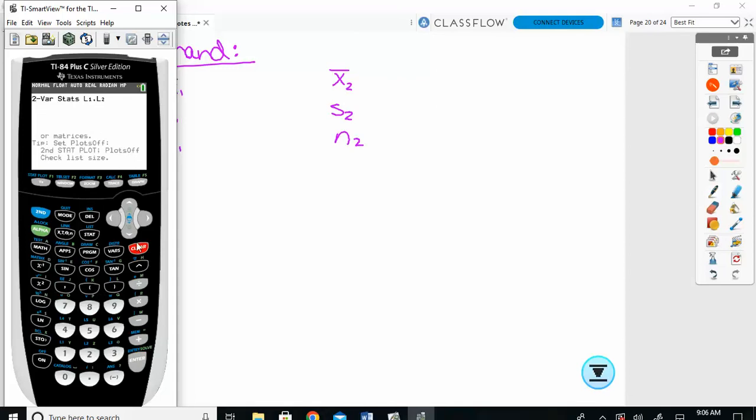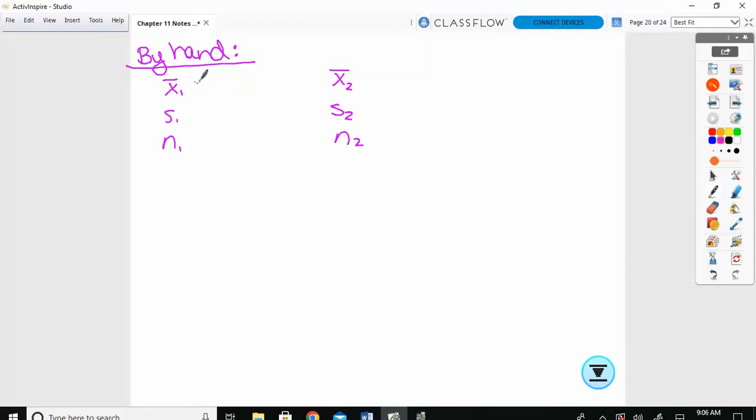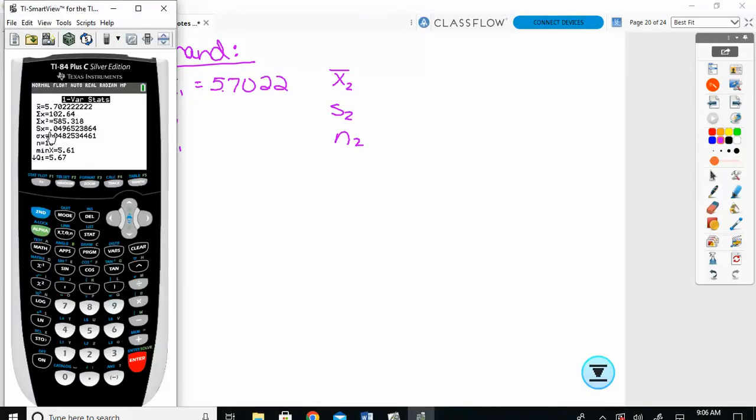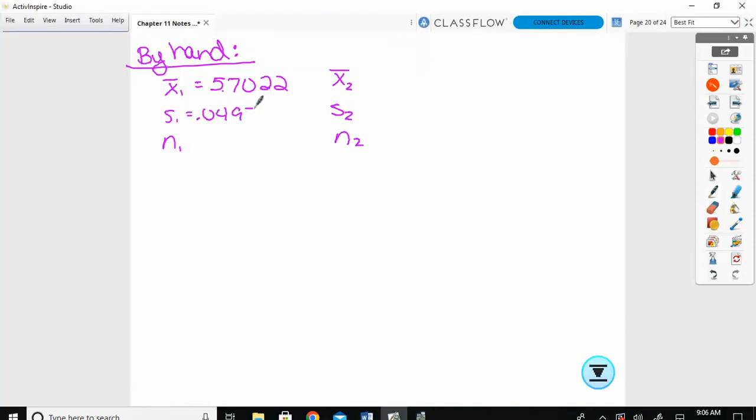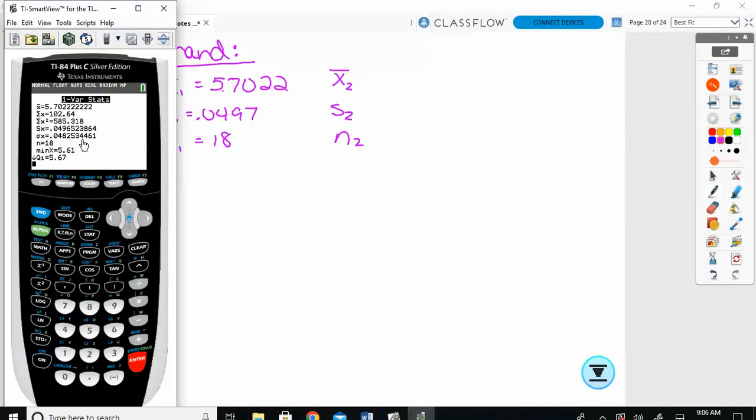Oops. Yep, it's not going to let me do it. I'm going to have to do one at a time because we have different numbers in. Okay, let's just go stat, calculate 1 variable statistics. And let's run it off L1. Okay, so the X bar is 5.7022. Standard deviation 0.0497. The number was 18.